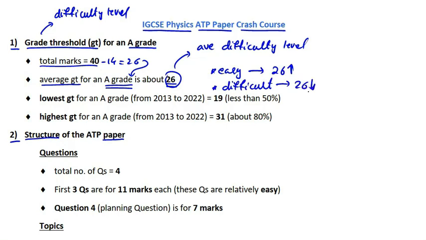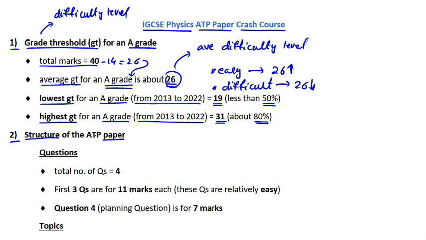Students, you might also find it surprising that the lowest grade threshold for an A grade in the ATP paper in the past 10 years has been as low as 19, which is even less than 50% of the total marks. And on the other hand, the highest grade threshold for an A grade in the ATP paper in the past 10 years has been as high as 31, which is close to 80% of the total marks.